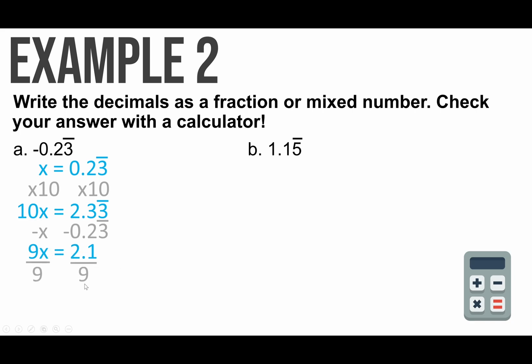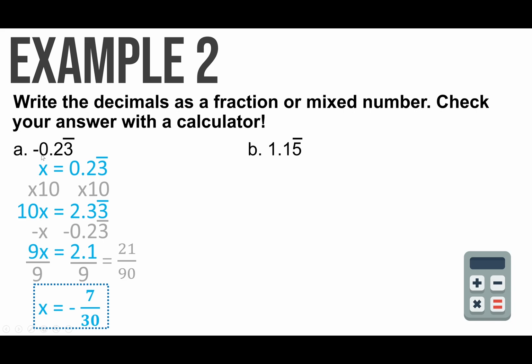Now, my answer is 2.1 over 9, which is kind of like illegal. You're not supposed to have a decimal in a numerator. So what you're going to do is multiply the top by 10 and the bottom by 10. So that's going to give you 21 over 90, which you can simplify to 7 over 30. And this is where I put the negative sign because the original problem has a negative number.